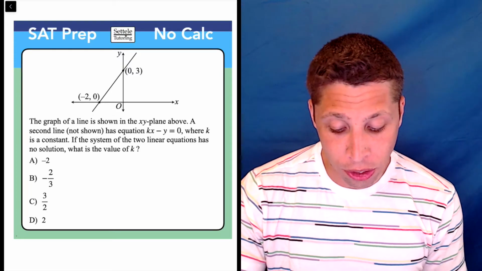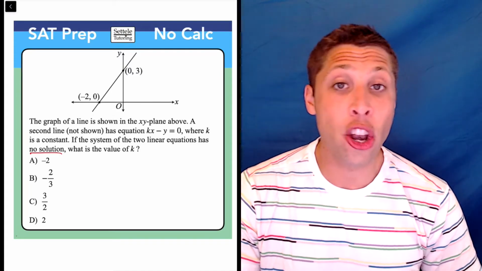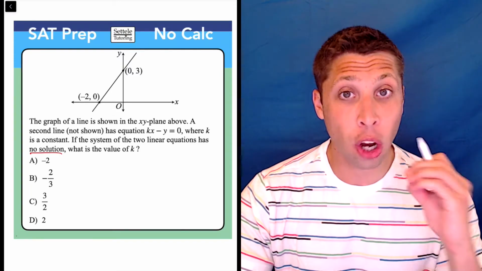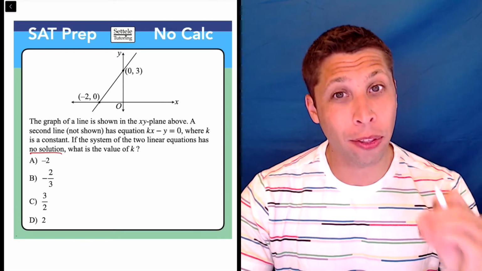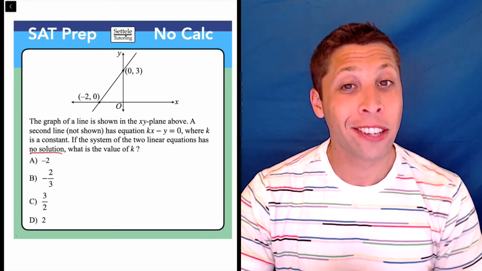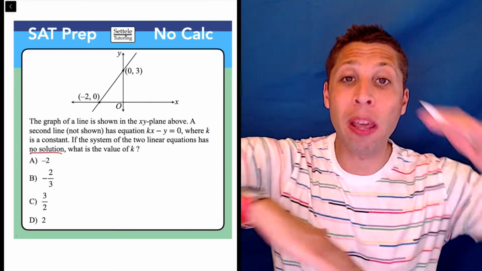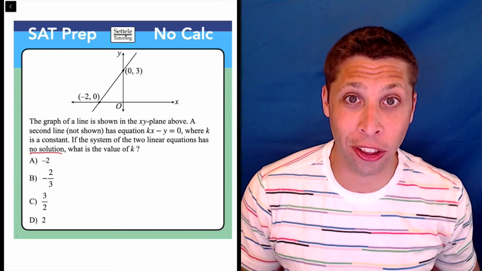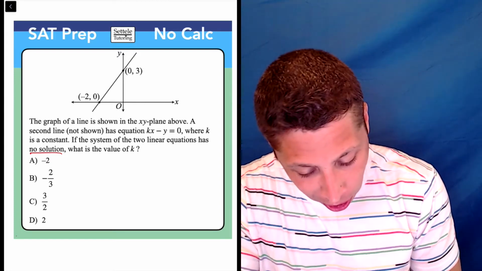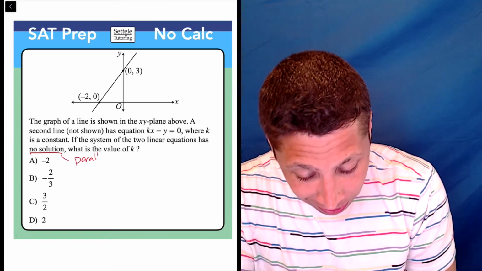So the first thing you need to notice is what this phrase "no solution" represents, okay? That is code. It is a way of talking about the way that two lines are going to intersect. So in this case, if they have no solution, they have no intersection. That only happens when they move in the same direction and they go past each other. That's what happens when they are parallel, okay?